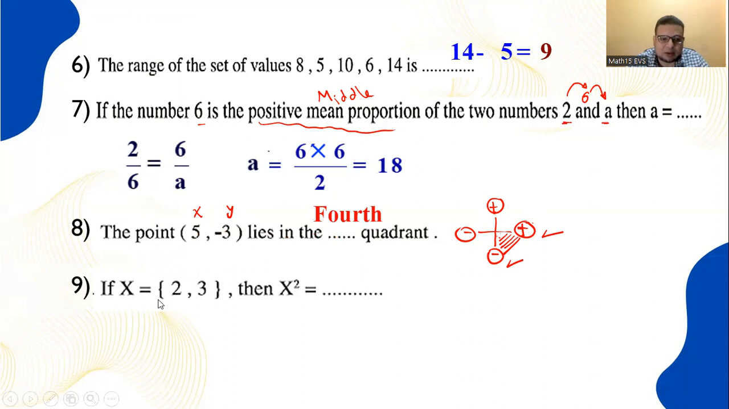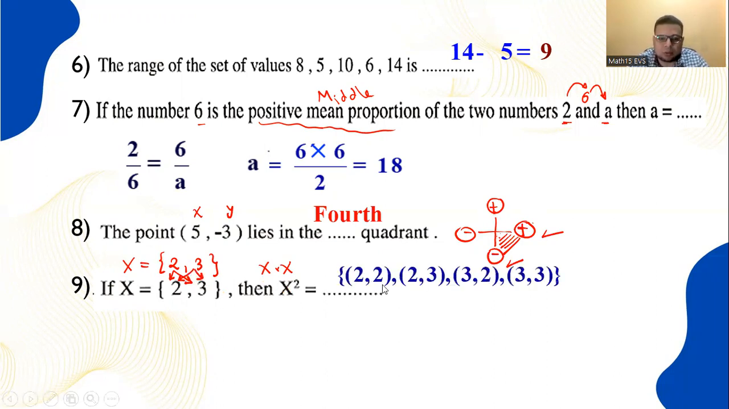Question number 9. If x equals {2, 3}, then x power 2 equals what? Power 2 is the product of a set by a set. You can put the set x again, repeating the set {2, 3}. x to the power 2 means x by x. So (2, 2), (2, 3), (3, 2), (3, 3). So x power 2 equals {(2, 2), (2, 3), (3, 2), (3, 3)}.